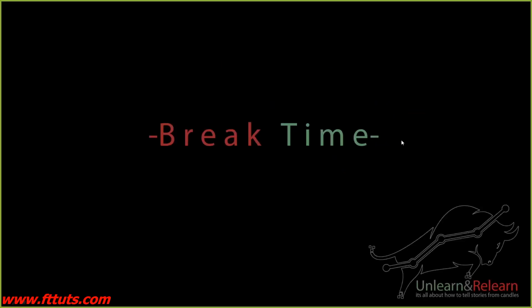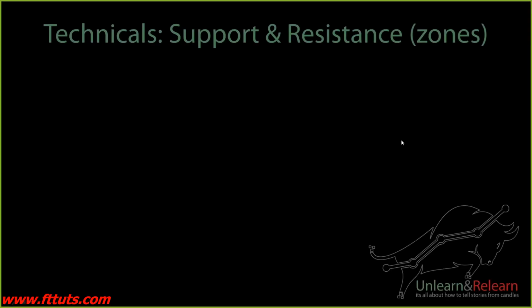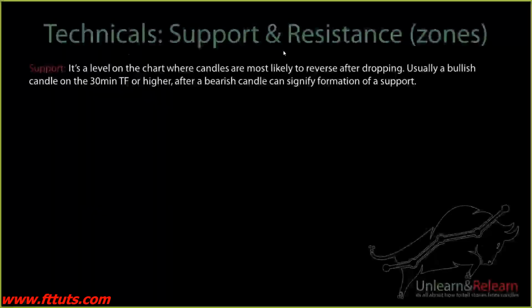So first of all, what we're going to talk about is support resistance zones, right? Support resistance zones, they're basically a support. It's the level on the chart where candles are most likely to reverse after dropping. Usually a bullish candle on the 30-minute time frame or higher after a bearish candle can signify formation of a support. So whenever you have candles moving bearish and you're looking at the 30-minute time frame or higher, if you see a bullish candle forming after that, that's a support formed.